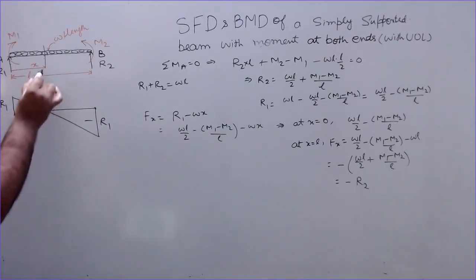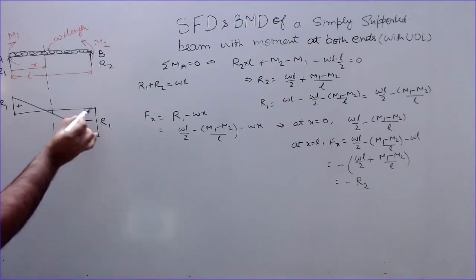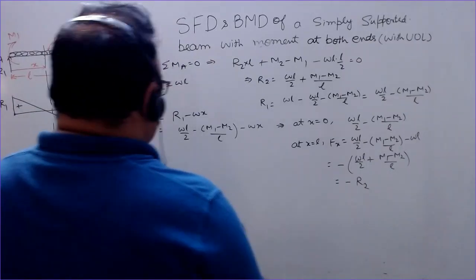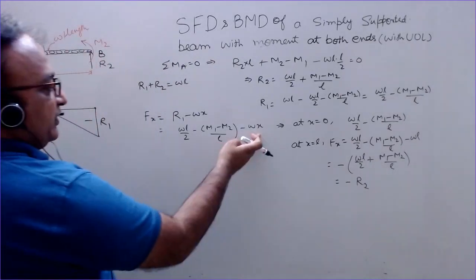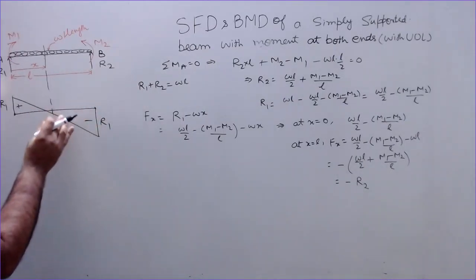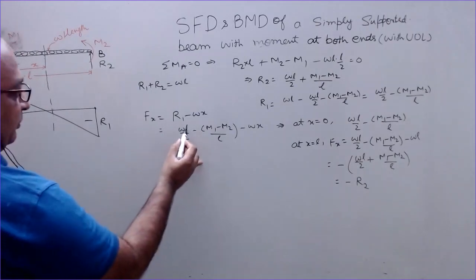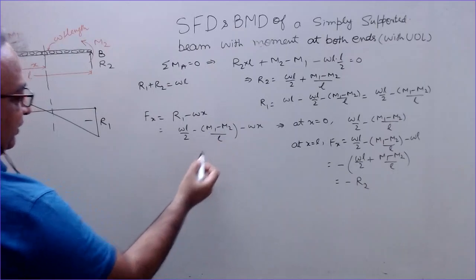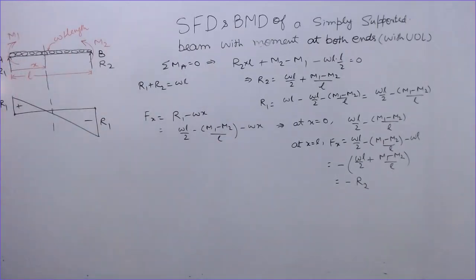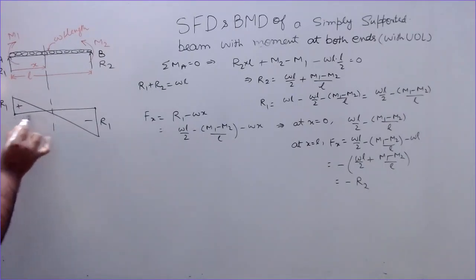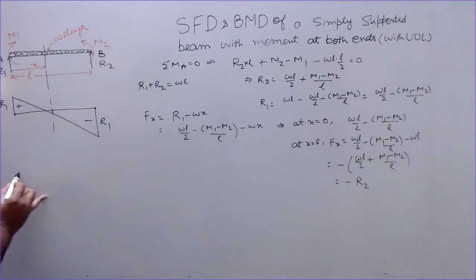Check what is the value of the shear force at x equal to L by 2. You will find it a negative value: WL by 2 minus (M1 minus M2) by L minus WL by 2. So it is a negative value, meaning below this axis, so it will be in this half. So this is the shear force diagram. It is 0 for some value of x from this end, not at x equal to L by 2. This is because two different moments are acting at the two ends.